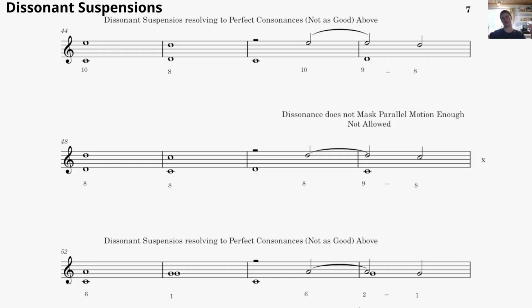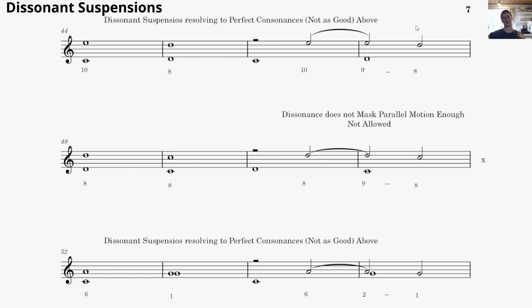Moving on, we could have a dissonant 2-1 suspension. This is possible, but it's not as appealing since the given melody again is anticipating the resolution tone. In this case, it's the same exact note. So not as good, but that doesn't mean not allowed or an error. It just means not as good for voice leading.